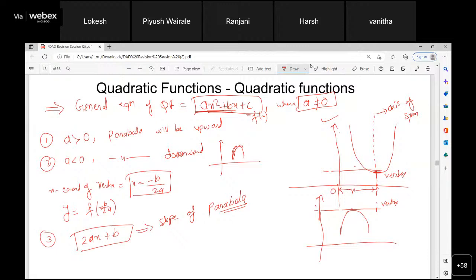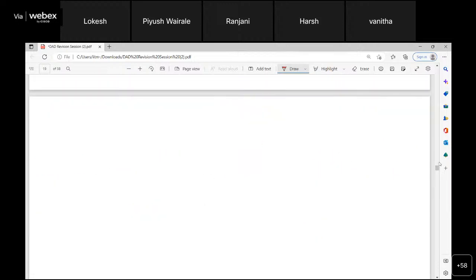And for the rest, if you have watched the lectures on how to solve the quadratic equation, that is there. So suppose you have the general equation, I will not go into details.